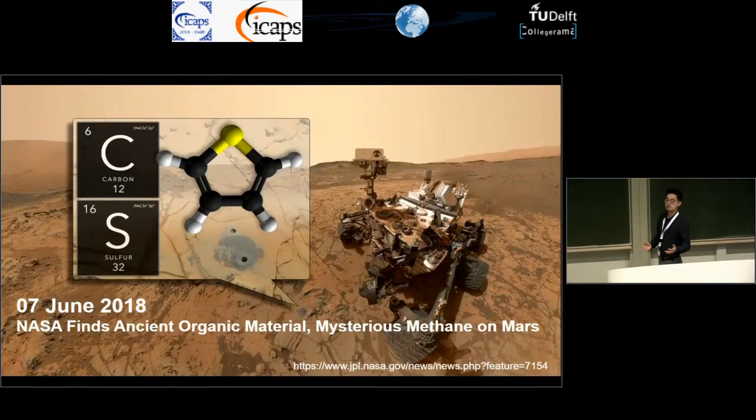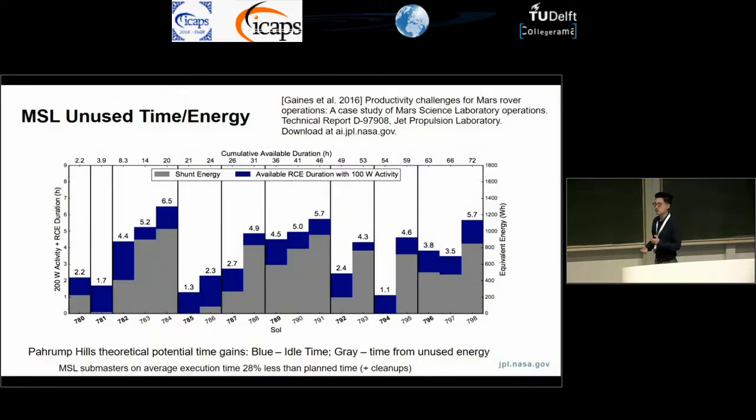So MSO, which is our previous rover mission to Mars, has been doing fantastic work on Mars. In fact, just recently we actually discovered some ancient organic material on Mars. But one of the challenges that MSO constantly faced was that it required a fixed ground schedule to be sent up to the rover in order for it to do its operations. This meant it wasn't really able to react to any execution variances. And as a result, it left a lot of time and energy on the table.